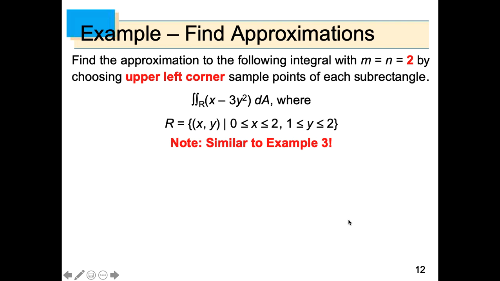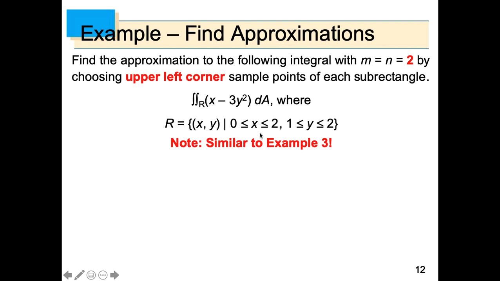So we're going to do a Riemann sum here. We're going to let our subintervals be convenient. Notice that we allow our subintervals to equal 2 for both m and n. And we're going to choose the upper left corner, you'll see what I mean in a moment, by taking sample points of each sub-rectangle. Now, you all see this x minus 3y squared here. That's going to be my function f.